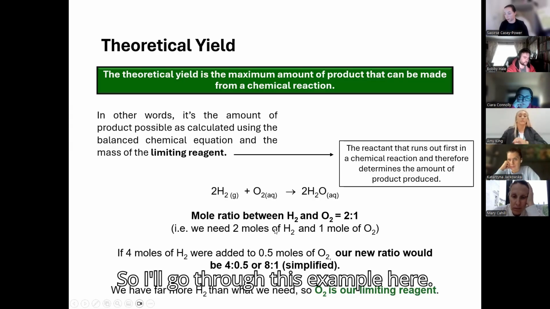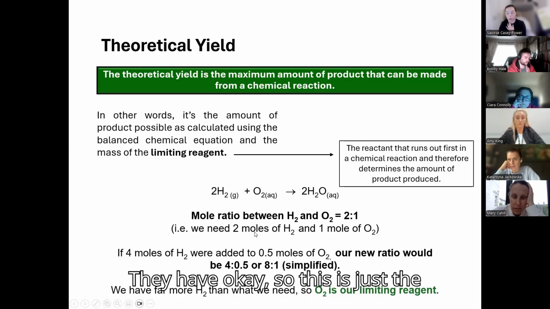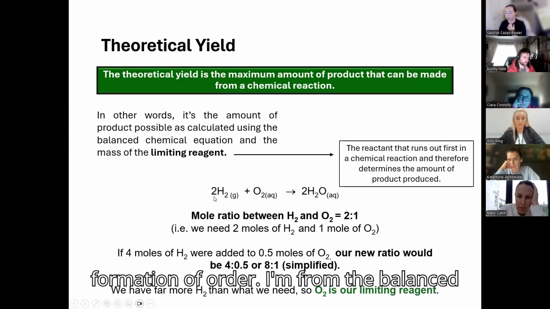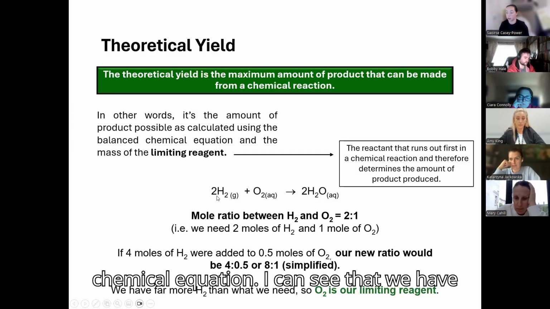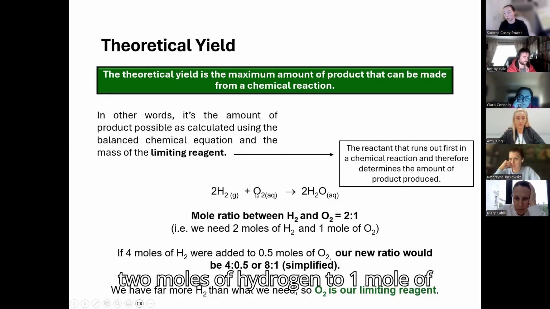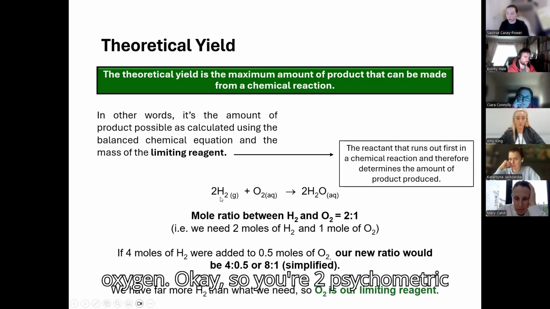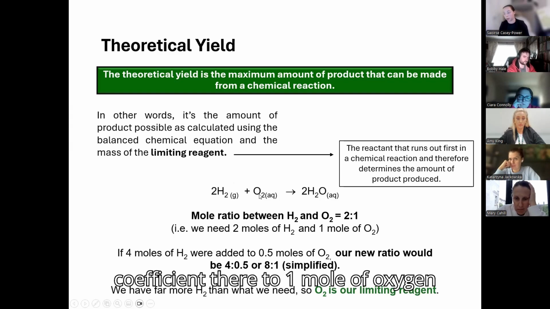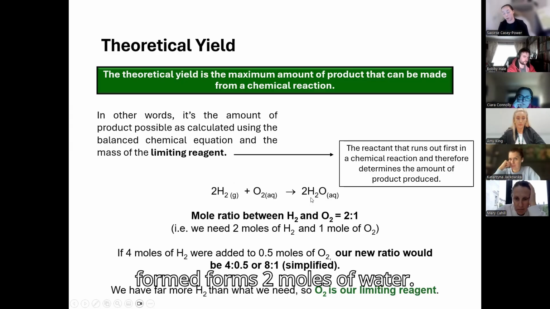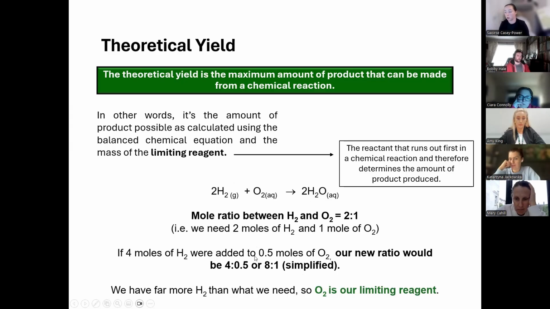So I'll go through this example here that I have. This is just the formation of water. From the balanced chemical equation, I can see that we have 2 moles of hydrogen to 1 mole of oxygen. So your stoichiometric coefficient there of 2 to 1 mole of oxygen forms 2 moles of water.